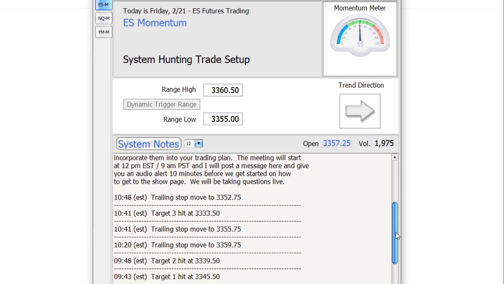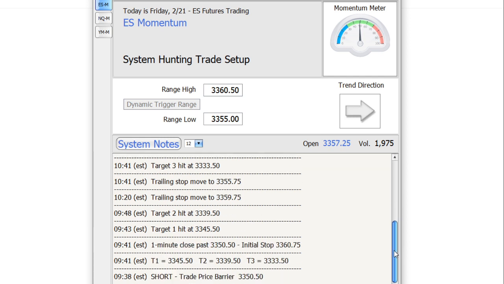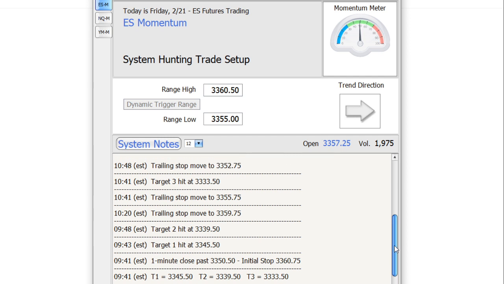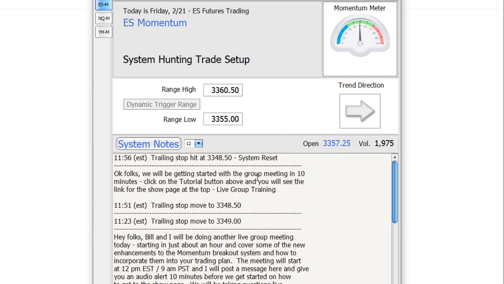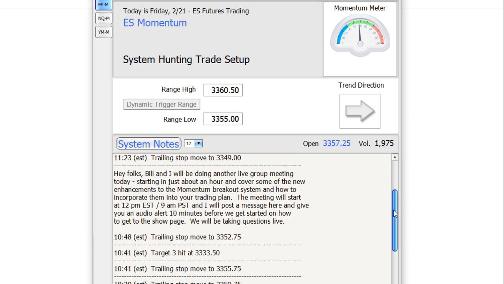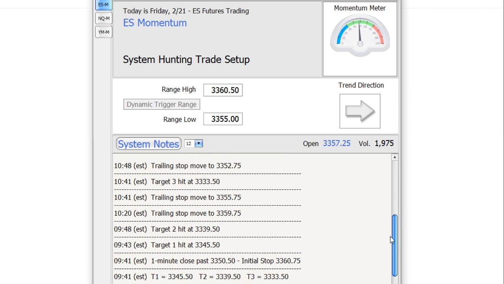If you add those up on the ES today, hitting all three targets, you're talking a net point gain of 30.75 points today on the software, which you can see the data up here, right? And it just so happens the trailing stop finally got tagged at 3348.50, which is basically a little over 10 points past what you got filled at, right?